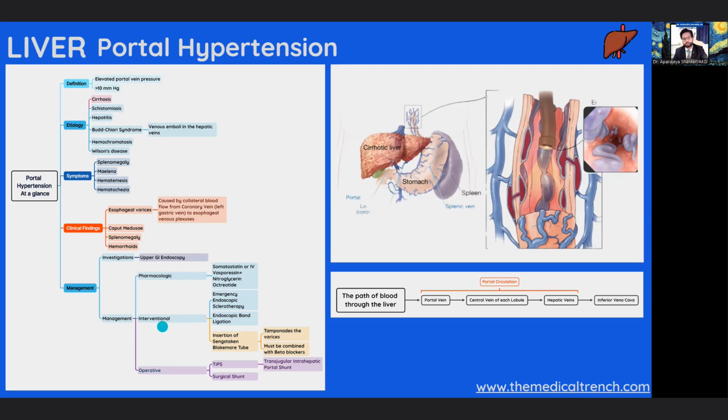In terms of the interventional methods we have at our disposal, emergency endoscopic sclerotherapy is one of them, but you use sclerotherapy only if there is no variceal bleeding. If you think there is variceal bleeding or you can see variceal bleeding, then you need to use something called endoscopic band ligation. Band ligation is when you tie off bands here for very swollen varices so that their blood supply is cut off across the esophageal wall.